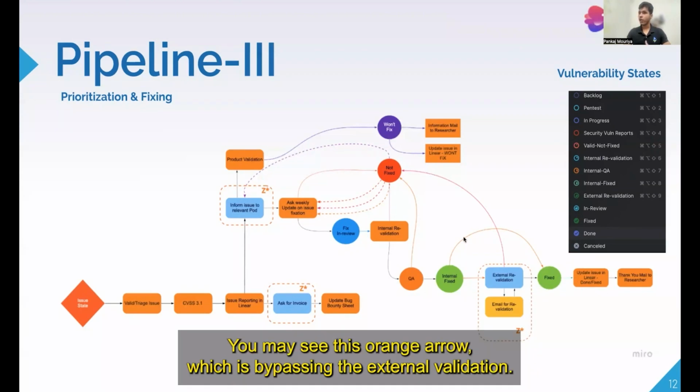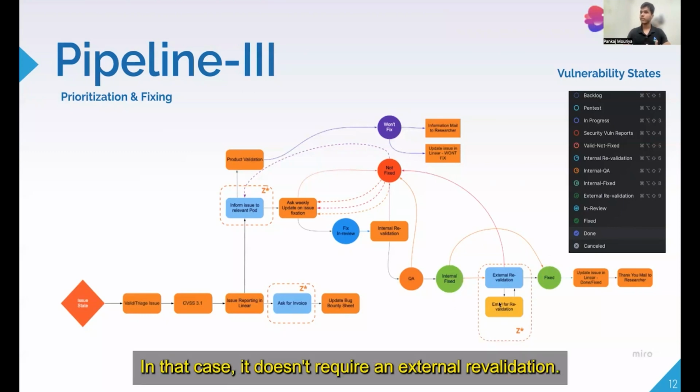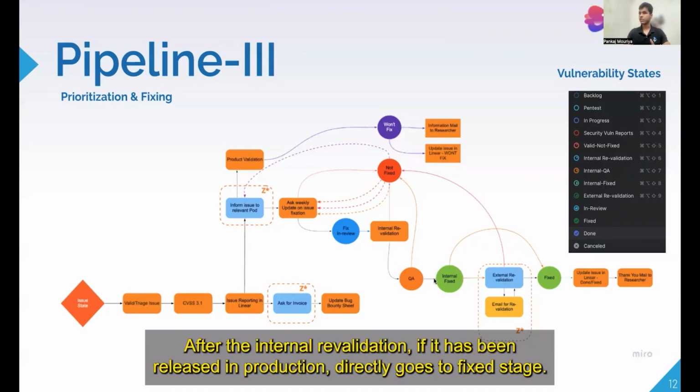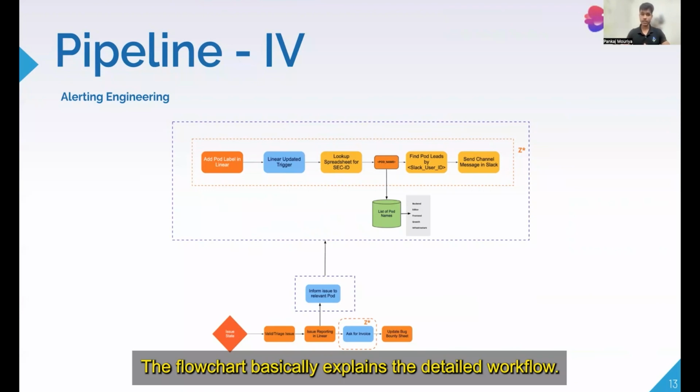You may see this orange arrow which is bypassing the external revalidation. This basically happens when the vulnerability is discovered internally. In that case, it doesn't require an external revalidation. After the internal revalidation, once it has been released in production, it goes directly to the fixed stage. So this is the complete pipeline of how we alert the engineering. The flowchart basically explains the detailed workflow.